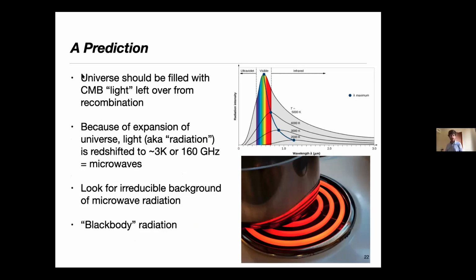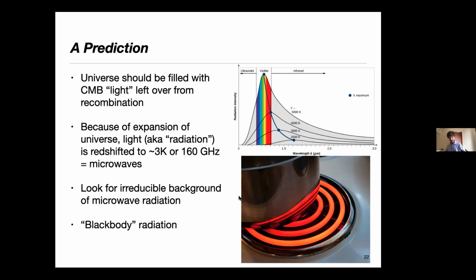So the prediction is that the universe should be filled with this cosmic microwave background, CMB light, that's left over from this recombination epoch. But early on, this looked like 1,000 degree radiation. So it's like the same radiation that you would see from an electric burner on a stove, except instead of being produced by a hot piece of metal, it's this hot plasma that would be giving off this radiation. But because the universe has expanded so much, that light has undergone this cosmological redshift.